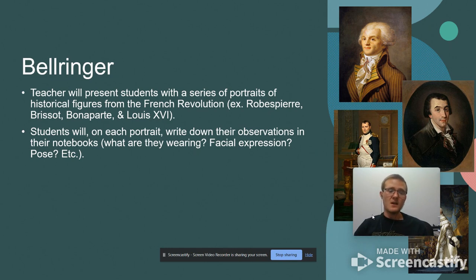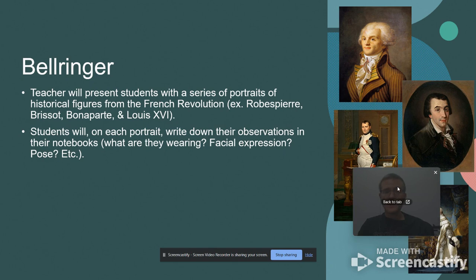And then the second part of it obviously will be students will, on each portrait, I would like them to write down their observations in their notebooks. And the point of this really delves into historical studies, and we're looking for context and everything. We're looking for deeper meanings. We're trying to find understanding. So I want students to think about the little things that add up to a bigger picture of the puzzle. You know, what are these people wearing? What is their facial expression, or how are they posing?